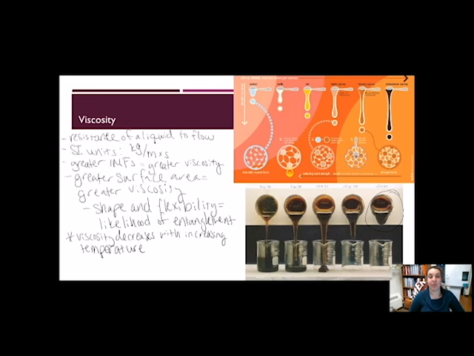Okay. Some examples of some things that we see over on the right. Syrups are generally very viscous. Oils are fairly viscous. With syrups, we've got a lot of hydrogen bonding. With oils, we've got long nonpolar chains that can tangle.